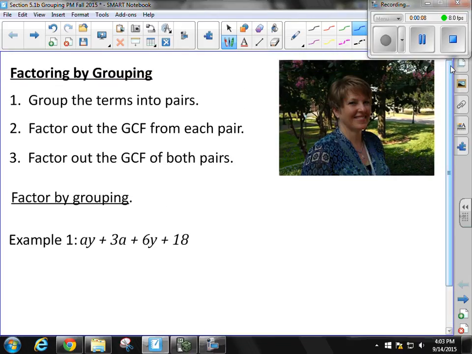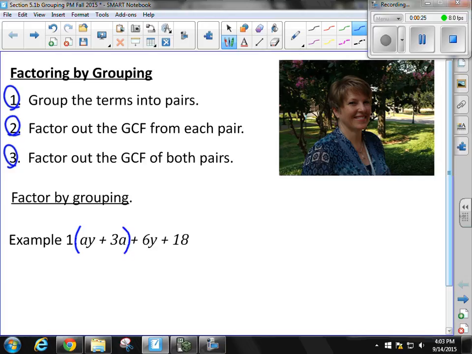I have 3 steps for you. First, group the terms into pairs. Step 2, factor out the greatest common factor from each pair. And step 3, factor out the greatest common factor of the 2 pairs. I'm going to start by creating groups.